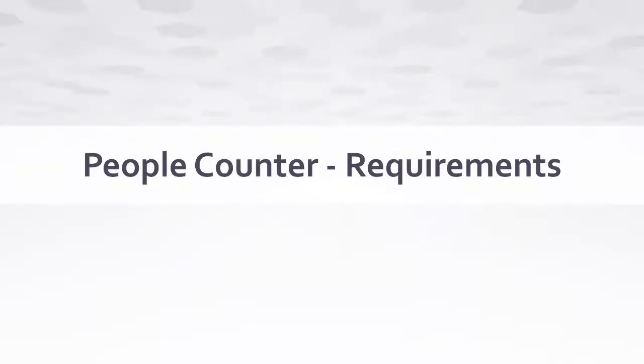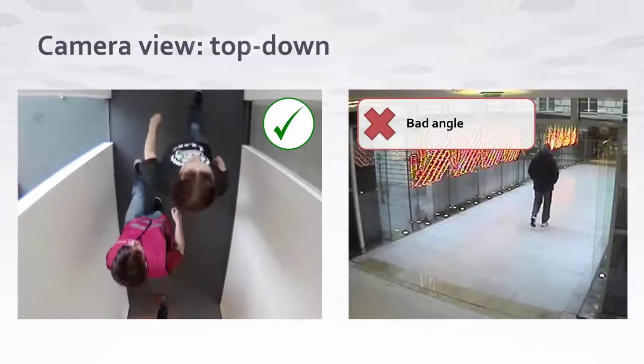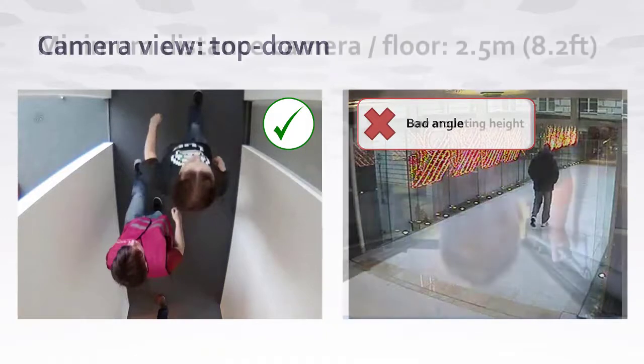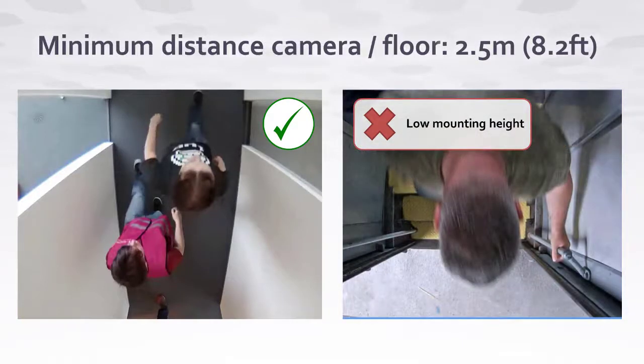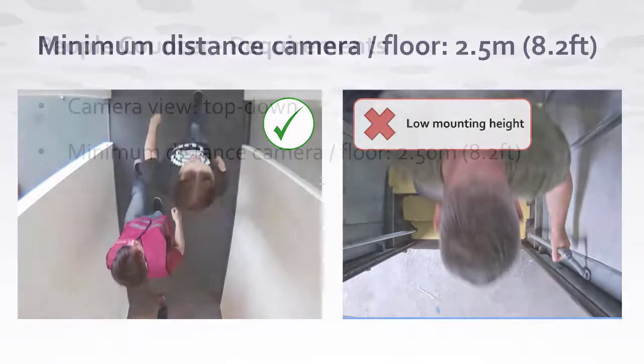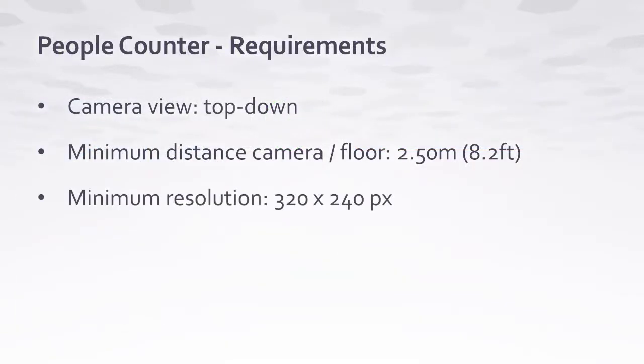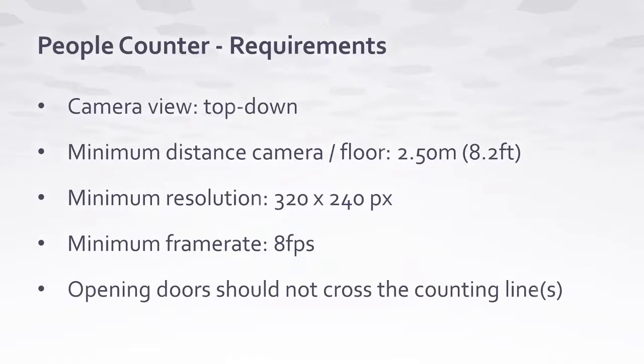Now let's talk about the camera requirements. First you need to make sure that the camera is mounted in a top-down direction. Otherwise the people counter cannot count people walking behind each other. Second, make sure the camera distance to the floor is higher than 2.5 meters or 8.2 feet. The minimum resolution is 320 by 240 pixel and the minimum frame rate is 8 fps. Additionally the camera must be mounted in such a way that opening doors will not cross the counting lines.